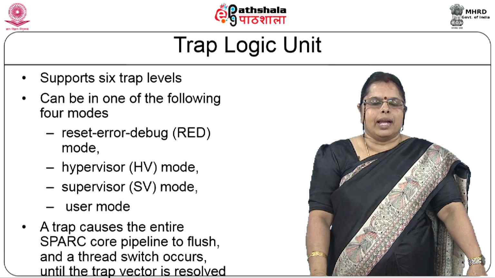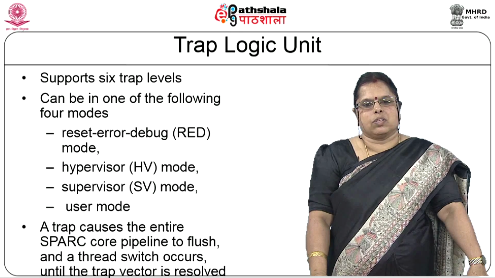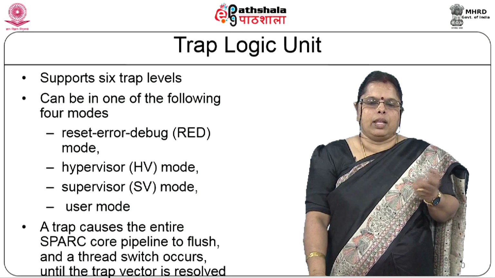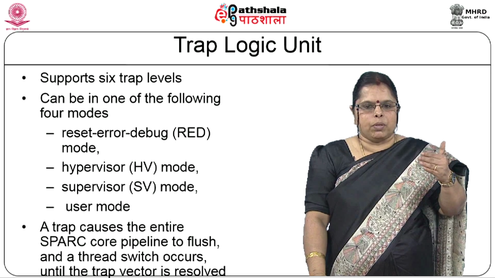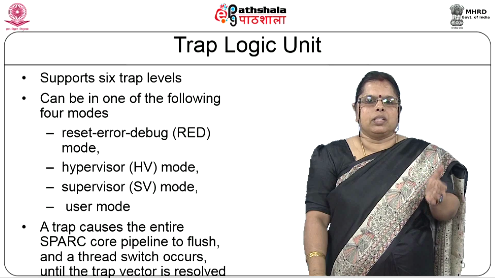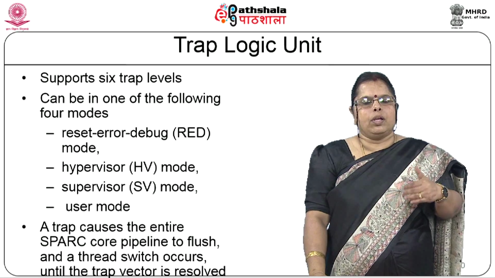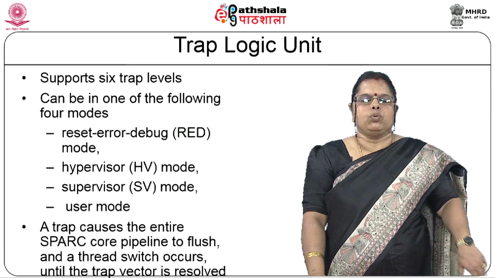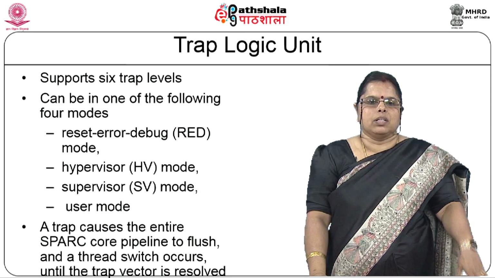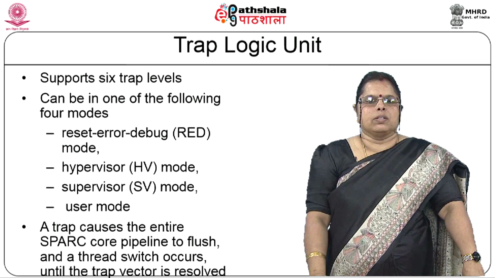And a trap causes the entire SPARC core pipeline to flush, and a thread switch occurs, depending on what trap occurred, until the trap vector is resolved. That is a normal case that happens in any pipeline. So, whenever you have an interrupt coming in, the pipeline will have to be flushed. You will have to stop operation there, the pipeline will have to be flushed, a thread switch will occur, and depending on the reason for the trap, you will have to take the necessary action. So, that is why we say until the trap vector is resolved, you will have to wait.